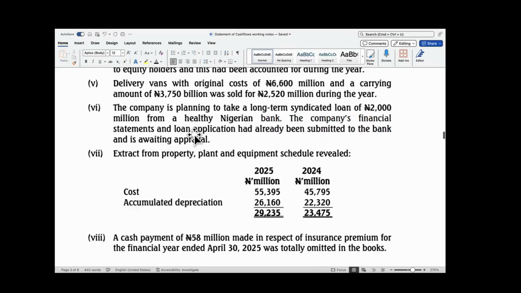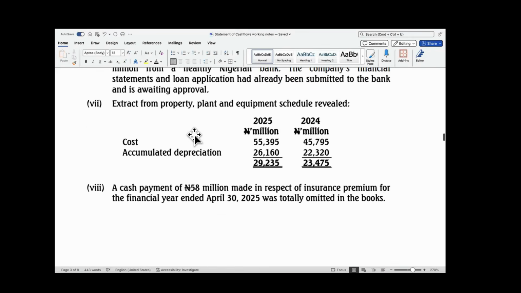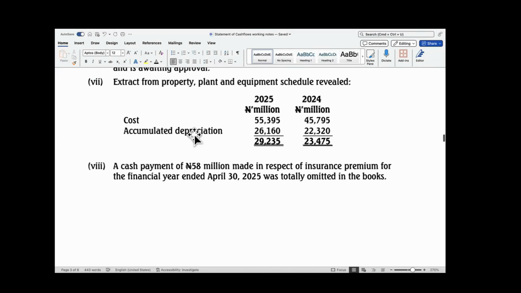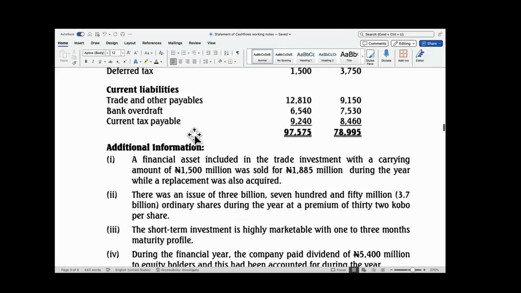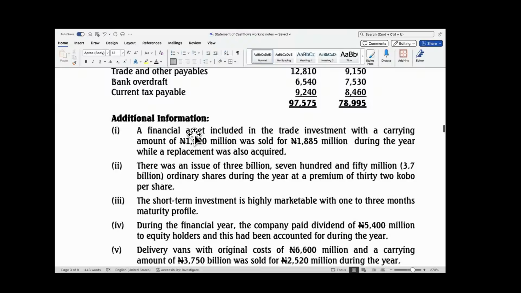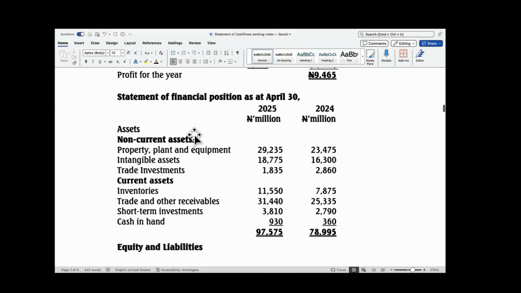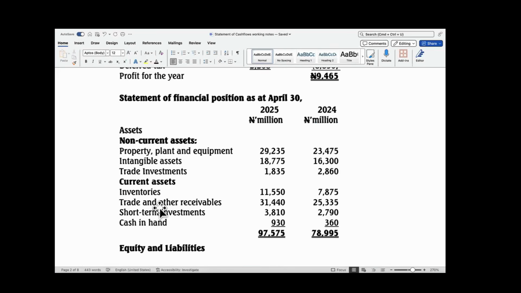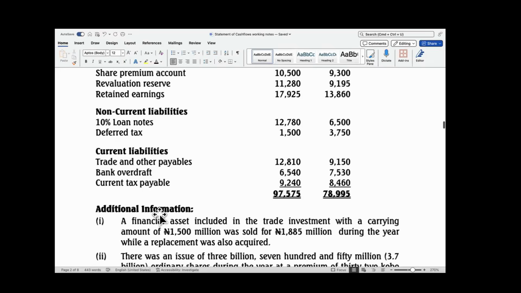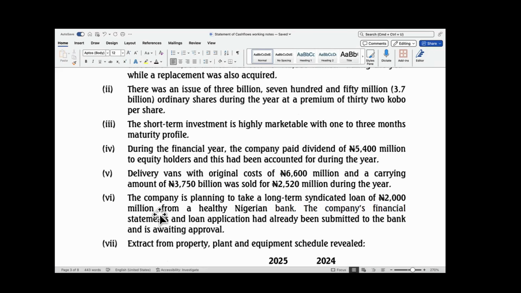Extract from the PPE schedule reviewed the following. A cash payment of 58 million in respect of insurance premium for the financial year was totally omitted. They are required to prepare this statement. Now, the best approach for you is to always have an approach in the exam. Extract all the movements first while taking into consideration the information given to you. Don't miss out any of this information.